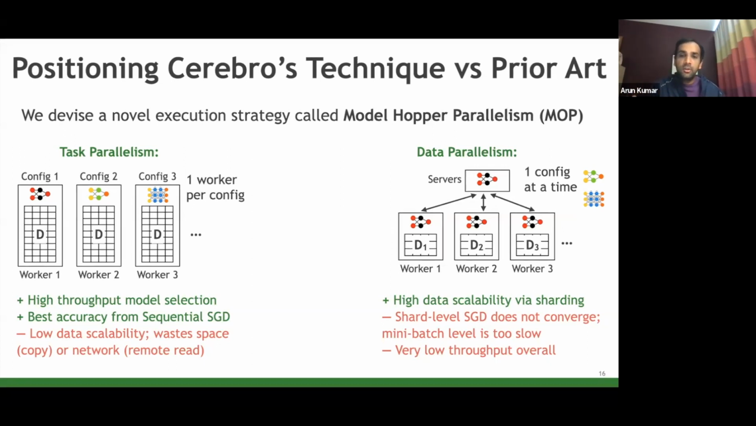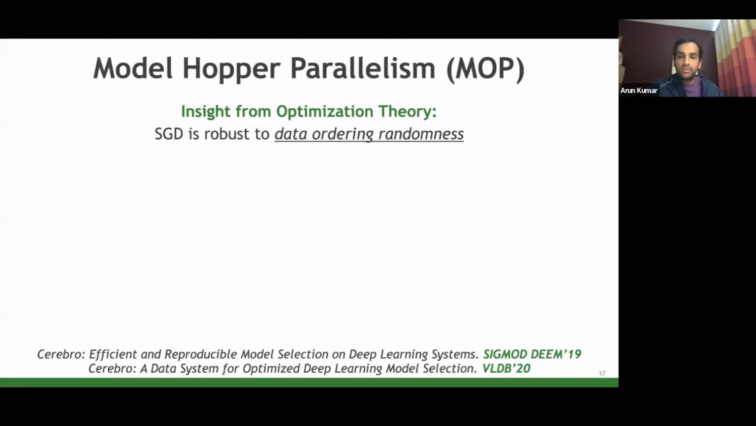So you end up with this dichotomous world where you either get task parallelism with high throughput for model selection, accuracy is great, but poor data scalability, or data parallelism where you have high data scalability, but poor ML accuracy behavior or low throughput. And this is where we said, why don't we get the best of both worlds? And this is the hybrid of data and task parallelism that we call model hopper parallelism. So let's see how that works.